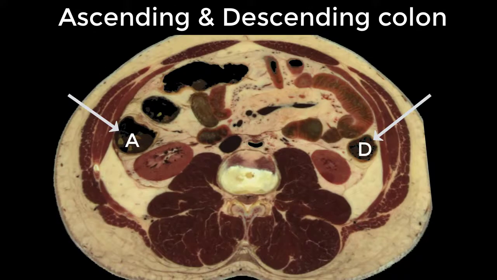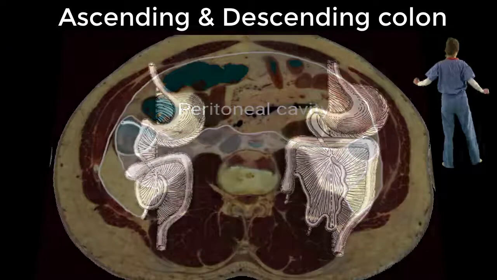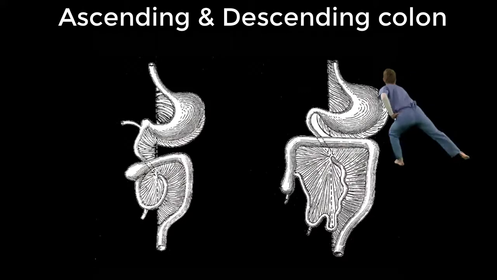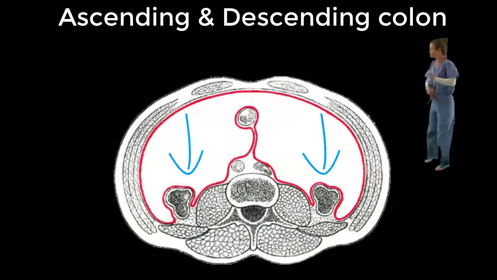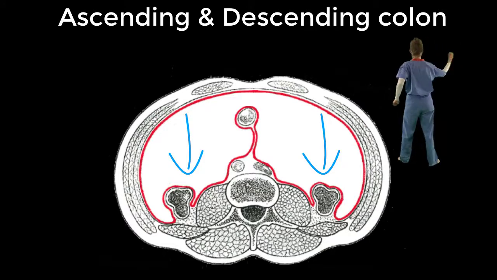Ascending and descending colon. Both the ascending and descending colon are secondarily retroperitoneal. Following rotation of the midgut and hindgut, both were pushed against and fused with the posterior abdominal wall, thus making them secondarily retroperitoneal organs.